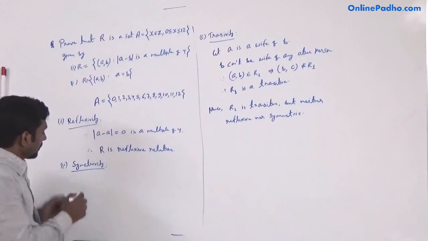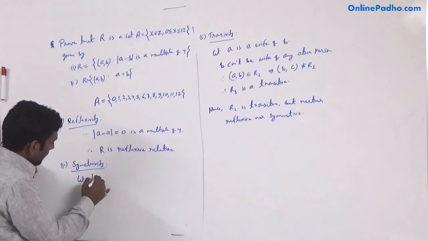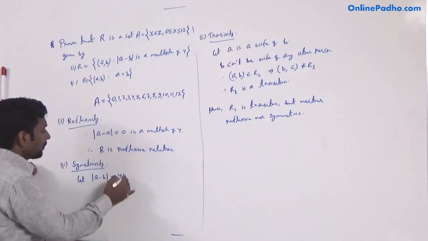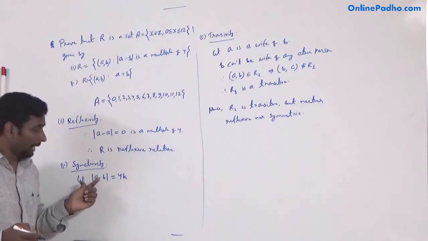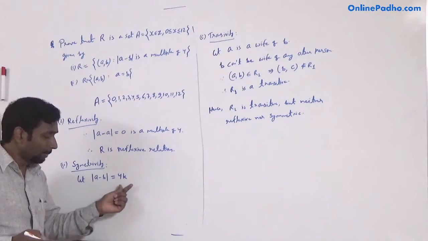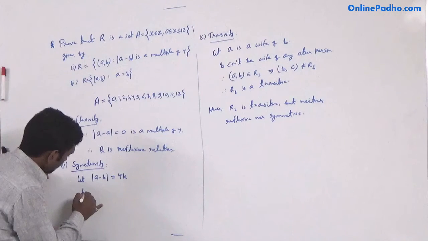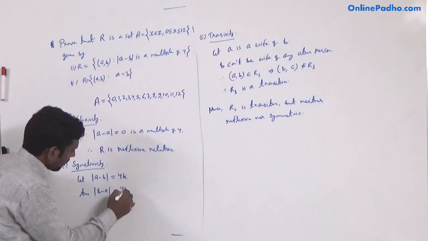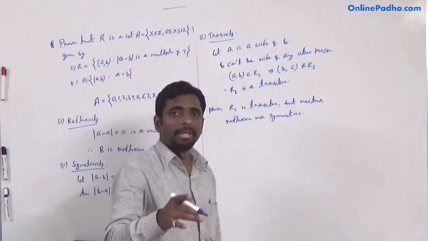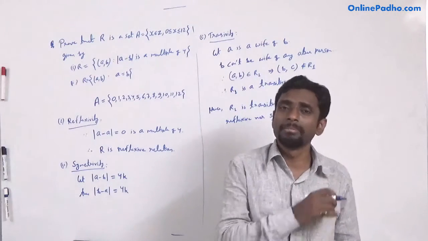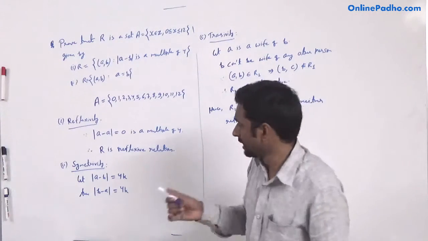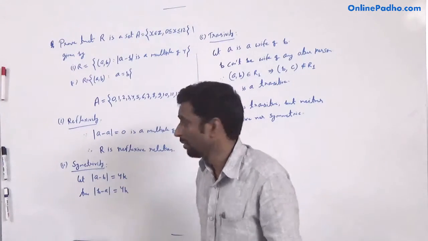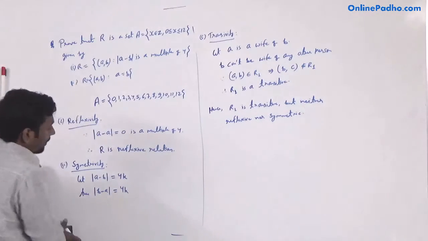Symmetricity means what? Let A minus B be a multiple of 4, let us say this is 4k. Then mod B minus A is also a multiple of 4. Same thing. Mod A minus B and mod B minus A are both the same thing. If you consider mod A minus B is a multiple of 4, then mod B minus A must be a multiple of 4. How? Let us see from an example.